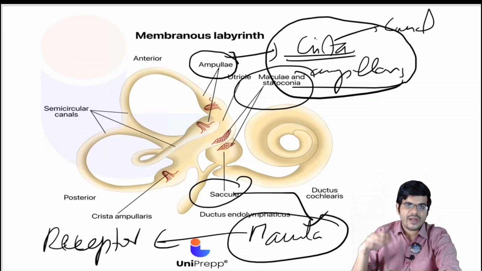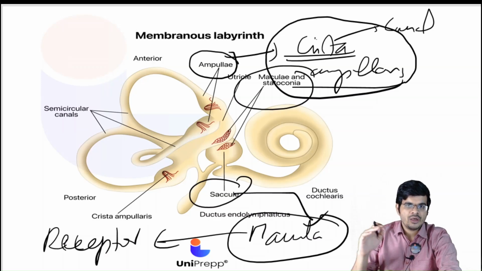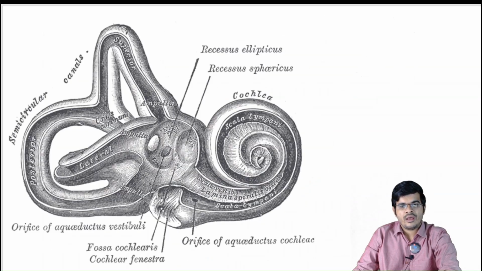the up and down movement and the forward and backward movement is being dealt with by the utricle and saccule. The utricle is about the horizontal movement, the movement forward and backward, and the saccule is dealing with the upward and downwards movement. Okay, now this is a picture showing how the saccule and utricle are seen within the vestibule.